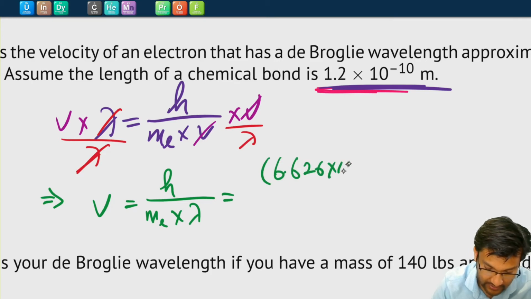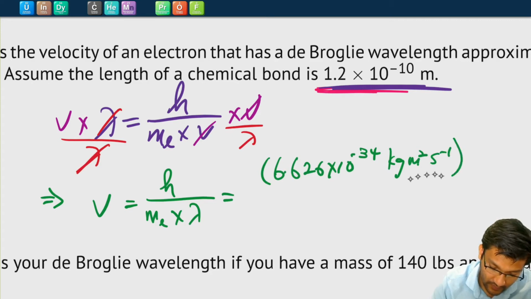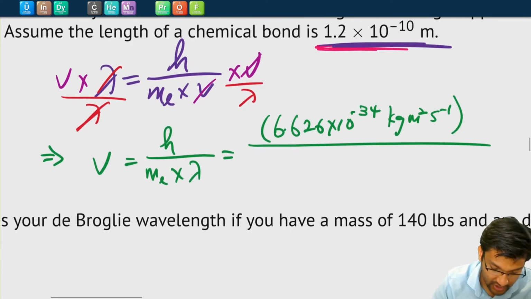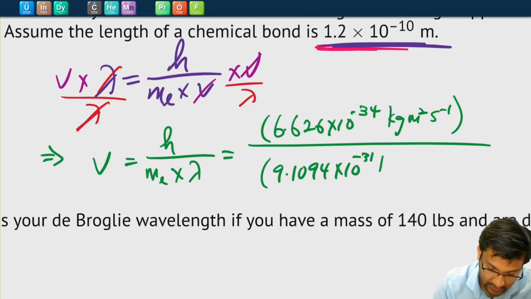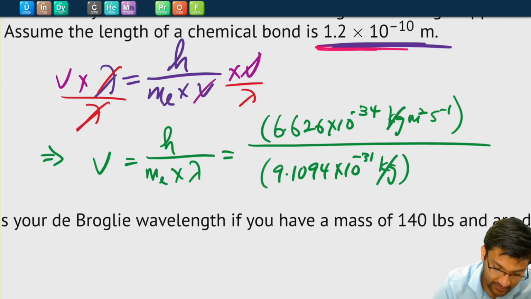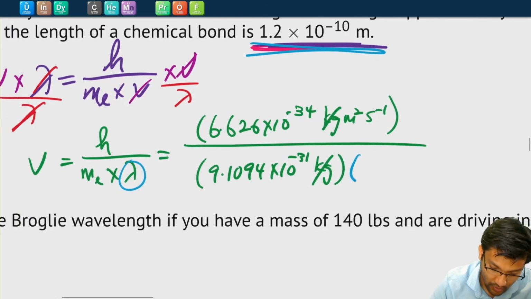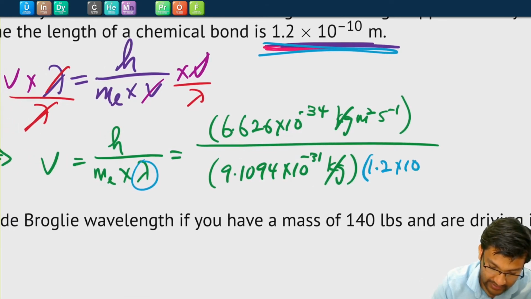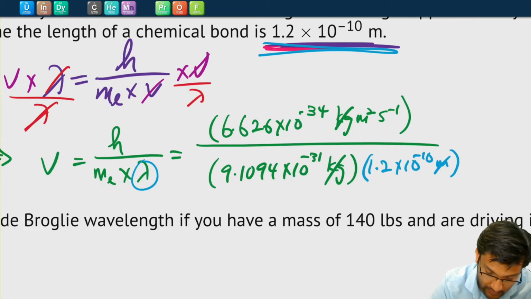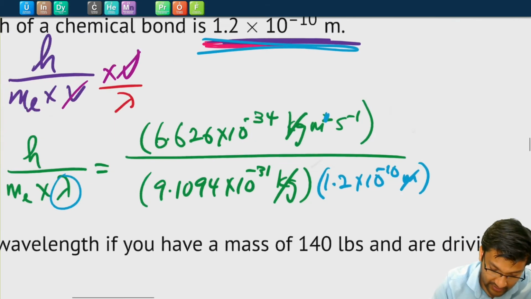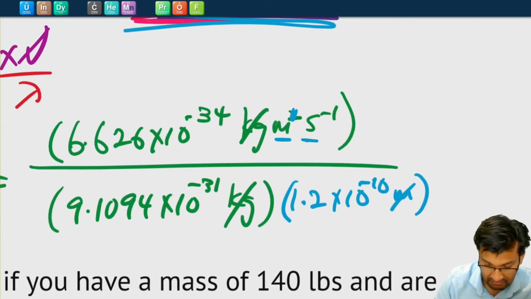6.626 by 10 to the minus 34 kilograms meters squared per second. The mass of the electron is 9.1094 by 10 to the minus 31 kilograms. The kilograms cancel out. And then the wavelength is, we have here, 1.2 by 10 to the minus 10 meters, such that meters cancel out with one of these meters. So our remaining unit here is meters per second, which makes sense. We're calculating velocity, which is meters per second.